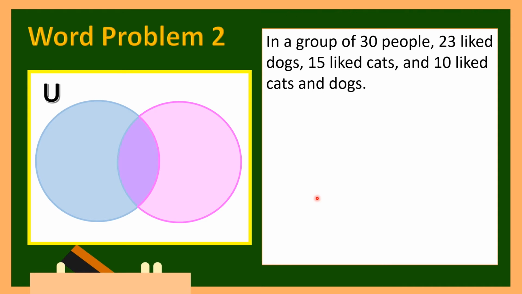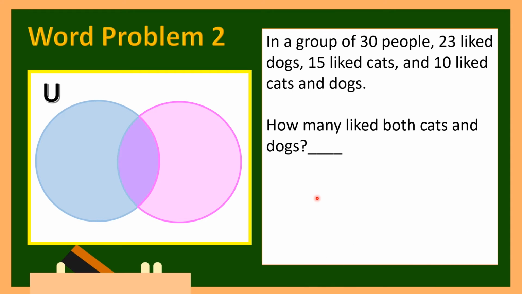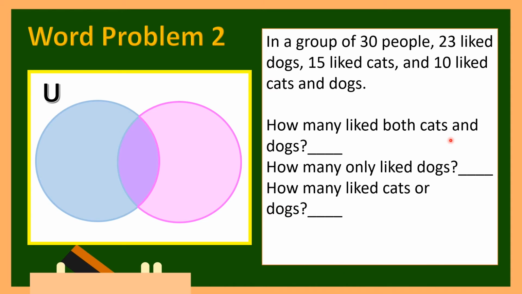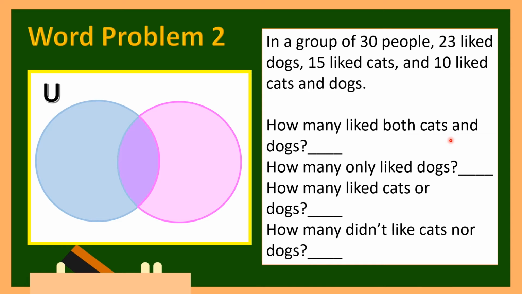For this time, ang given word problem natin, first one, how many like both cats and dogs? How many only like dogs? How many like cats or dogs? And how many did not like cats nor dogs? So, let's start sa first problem natin, which is how many like both cats and dogs.